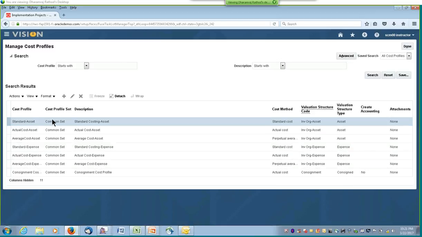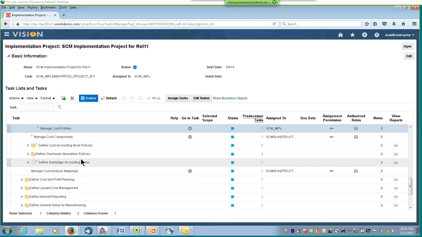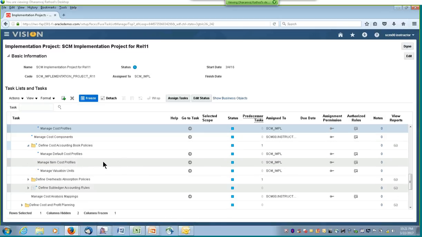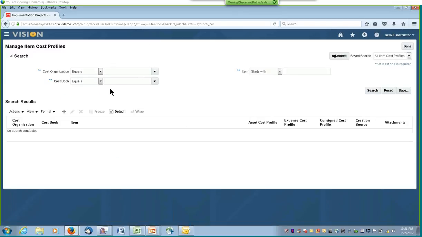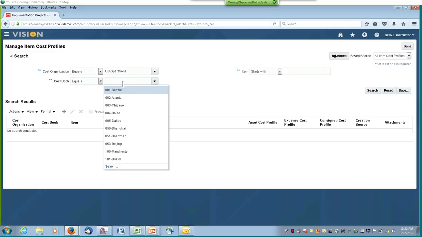So you have got this cost profile, and as you know, cost profile will have cost method and the valuation structure and various other cost policies. So once it is done, you have flexibility to assign this cost profile. So you can go define the cost, assign the cost profile. You can say manage item cost profile. Go over the manage item cost profile UI. You can assign the cost profile in context of cost organization, cost book. So I can say financials is my cost book.